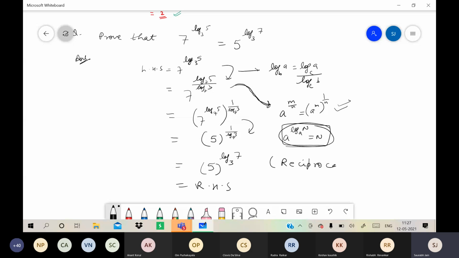So at each step some result is used. First step base changing theorem, second this property of exponent, then this step this property number 4, then here this reciprocal result. So 3 properties of log and then this exponents, this is used in the question.